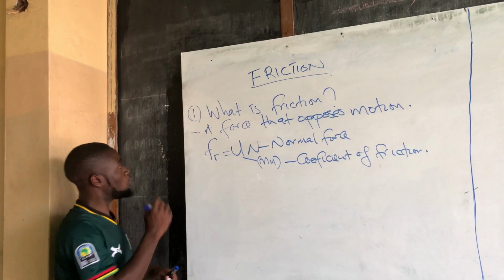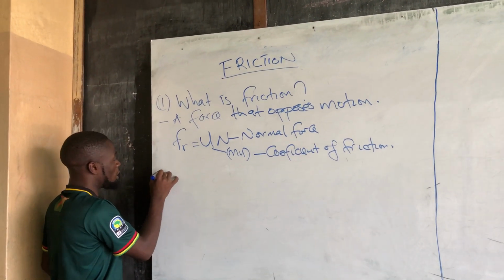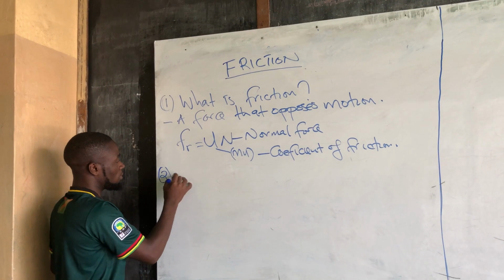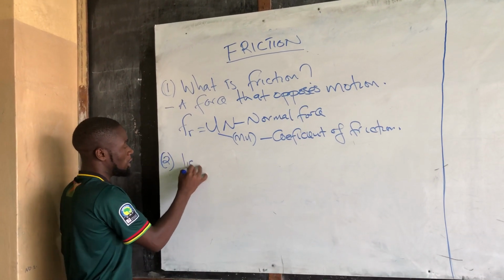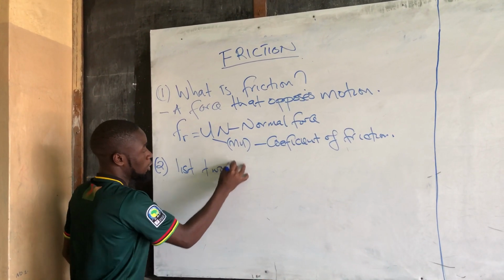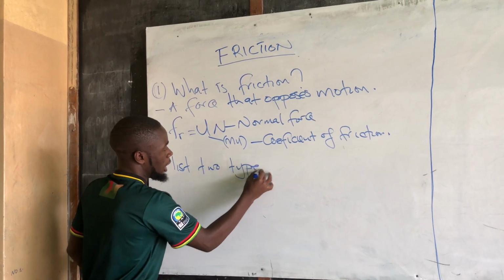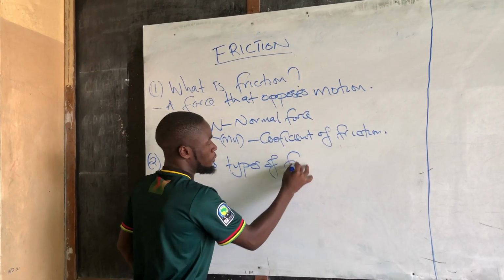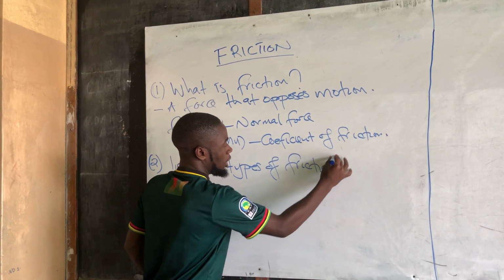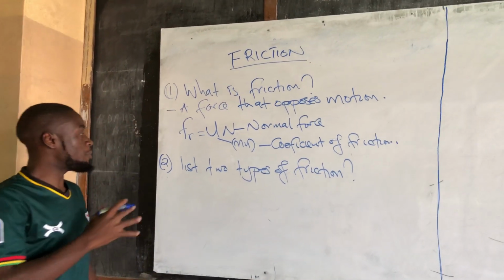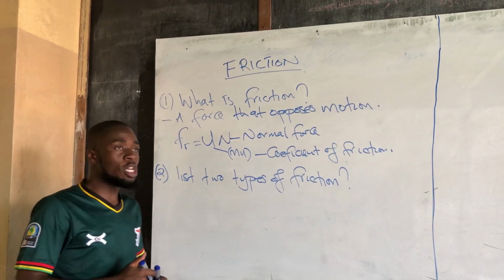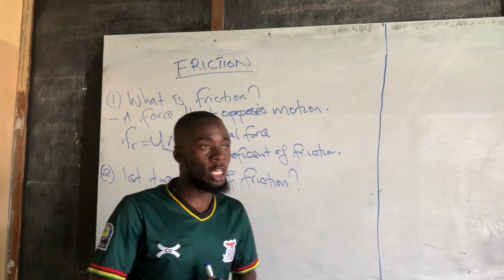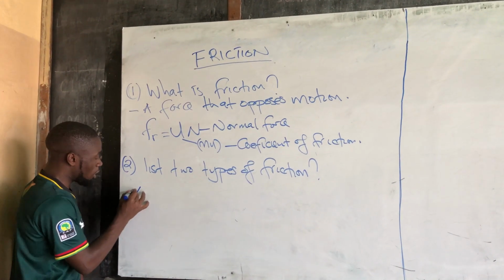Let's go to question number 2 and you'll see how we use this formula. List down 2 types of friction. So we have 2 types of friction here.